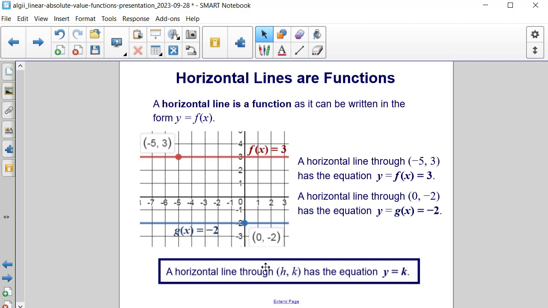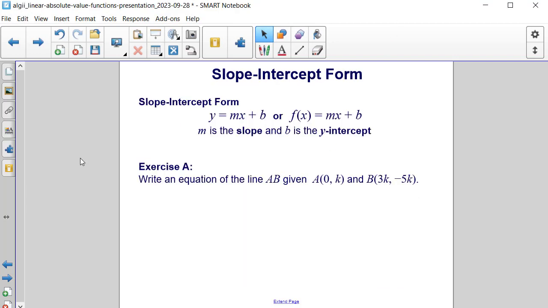And the horizontal line through (h, k) has the equation y is equal to k, because every single y coordinate has that same k value. Remember that slope-intercept form is the equation of a line written as y is equal to mx plus b, or f of x is equal to mx plus b, where m is the slope, or how the function moves, and b is the y-intercept, or where the function begins on the y-axis.